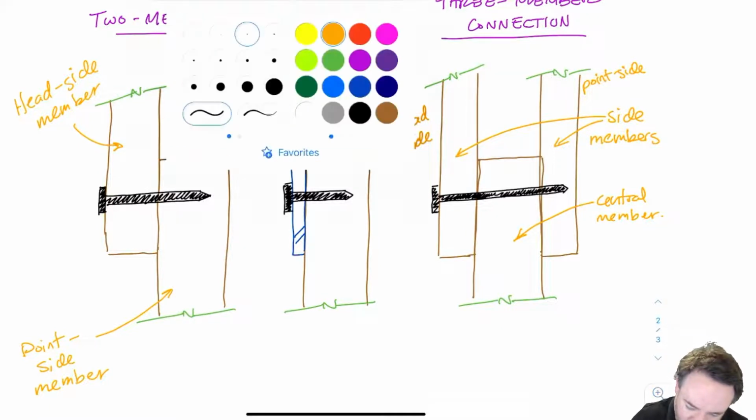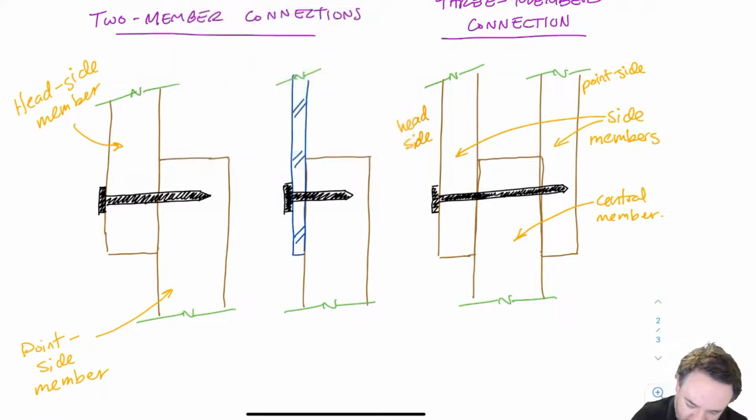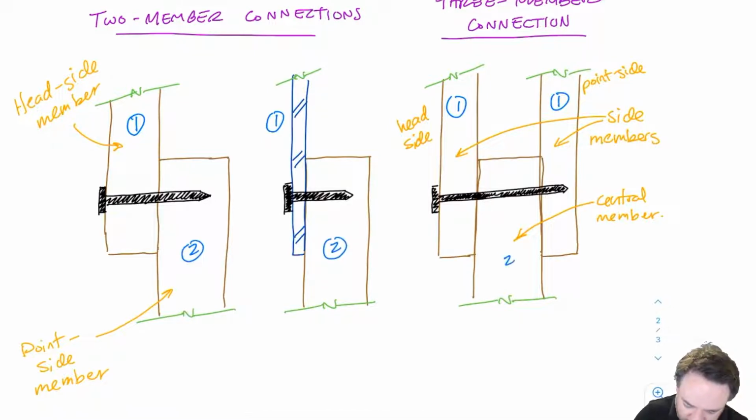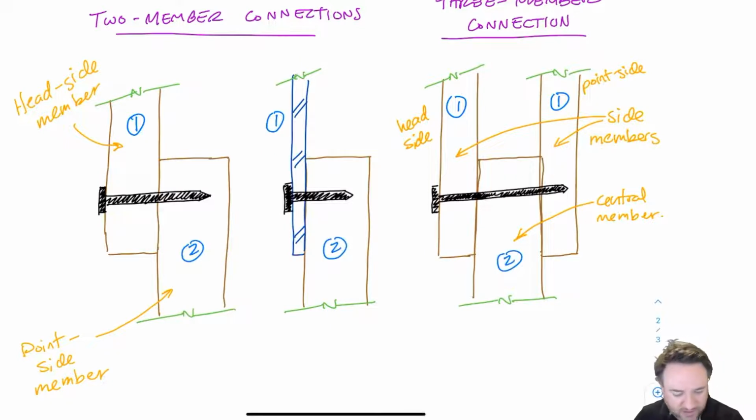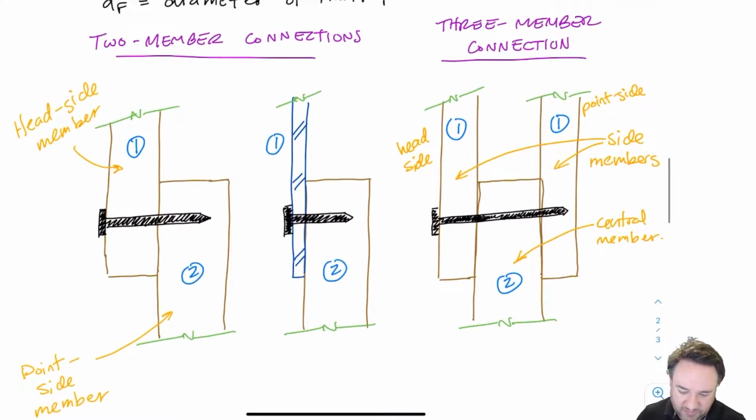So I'm going to label all of the side members as 1. So this one is a 1 and this one is a 1. And our point side member for the two-member connection, we're going to call 2. And the central member, we're going to call that 2 as well. And the reason that I'm giving these numbers is because this is how we label our thicknesses when we're defining the thicknesses of each of these members.